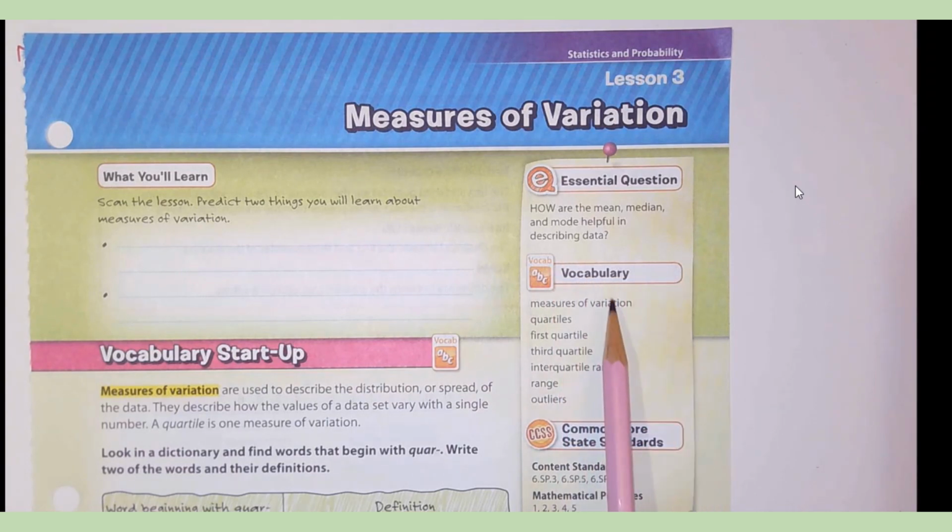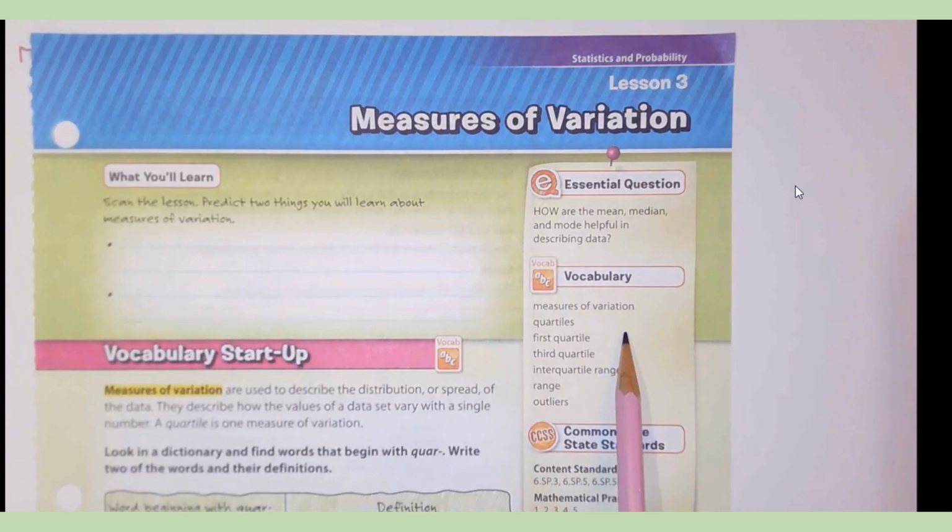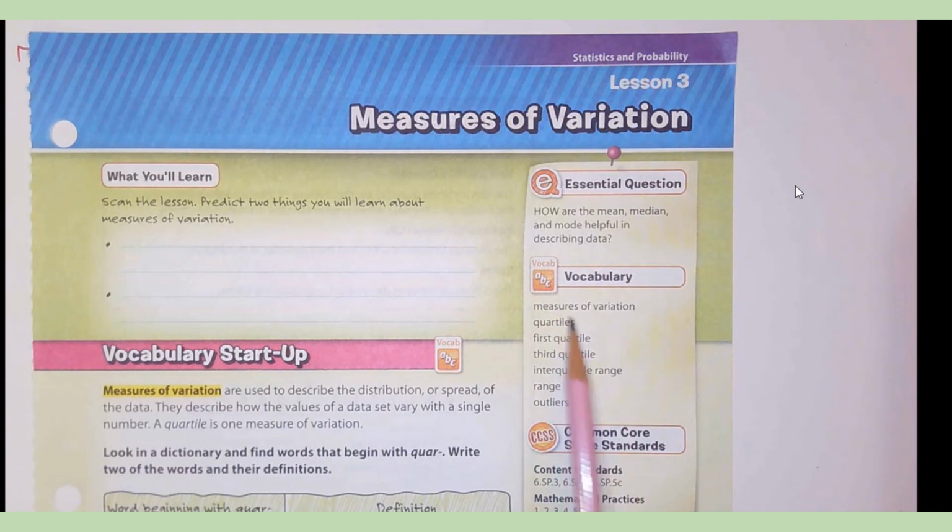So let's look at our vocabulary that you're going to be working with. You're going to have measures of variation. Quartiles is exactly what you think it is, like a quarter. First quartile, third quartile, and interquartile range. Then there's the range and the outliers. These are the vocabulary words that you're going to be working with in lesson number 3.